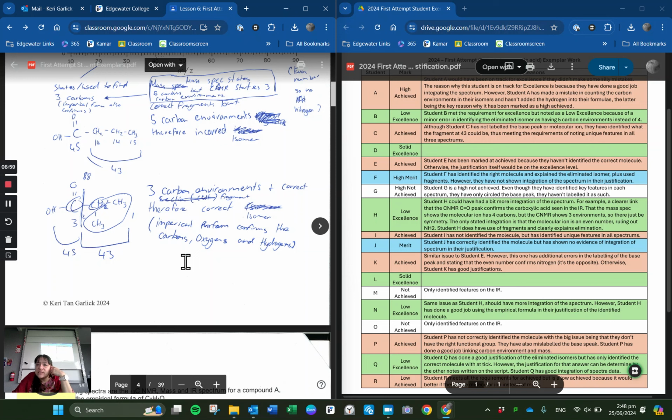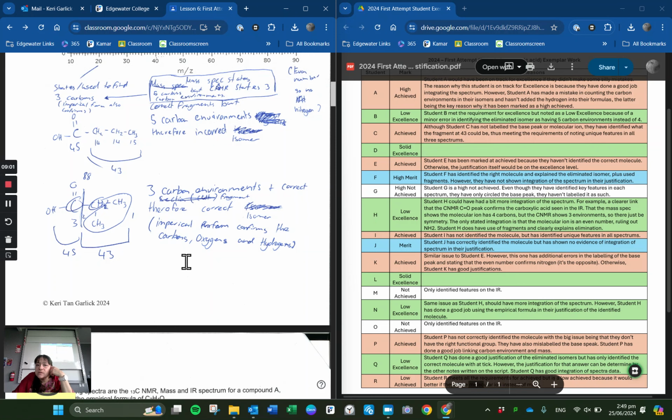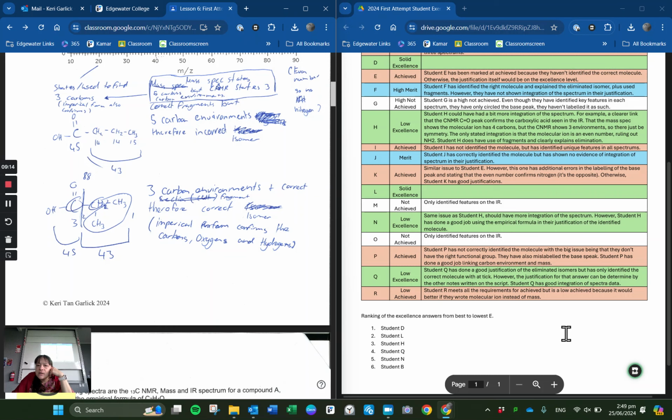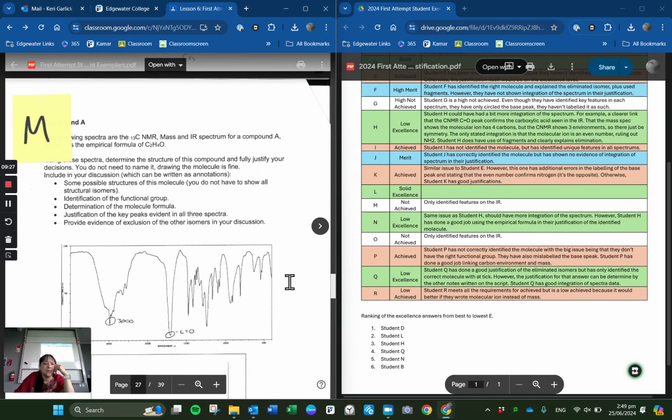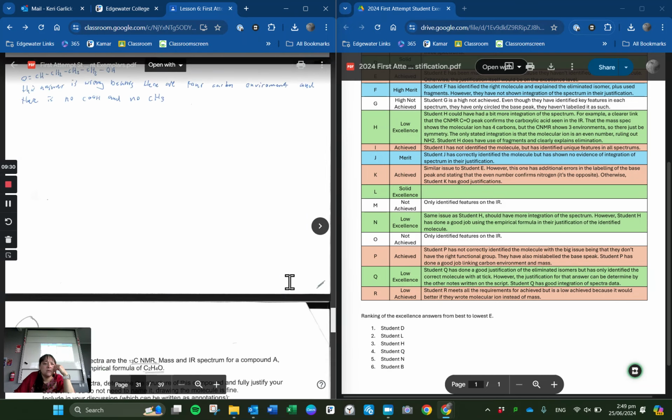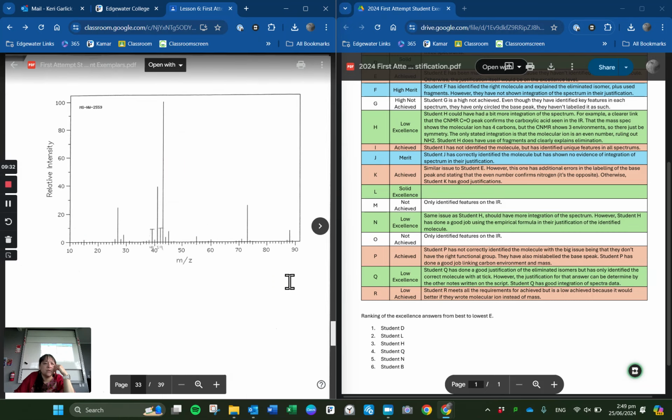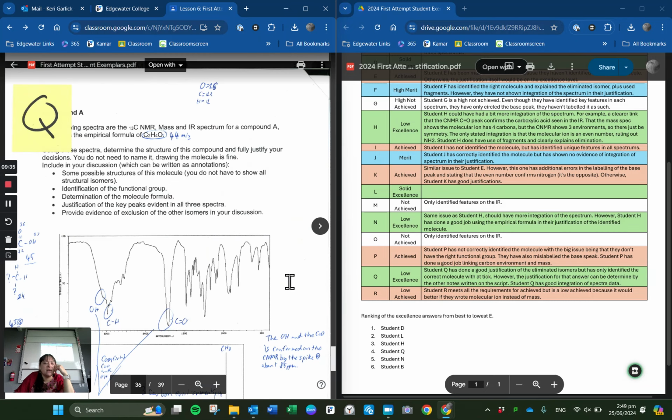H was a low excellence because, I'm just reading it, they only had 1 integration, and that was just ruling out nitrogen. I thought they could use more integration. N, let's see. Yep. More integration, and then Q. This is the other one I want to point out, Q. What is that? O, P. You can tell you ran out of sticky notes.